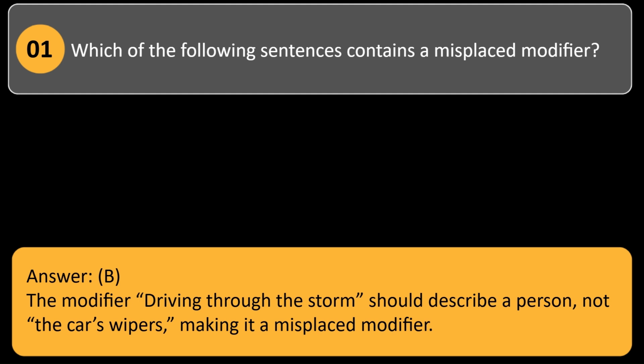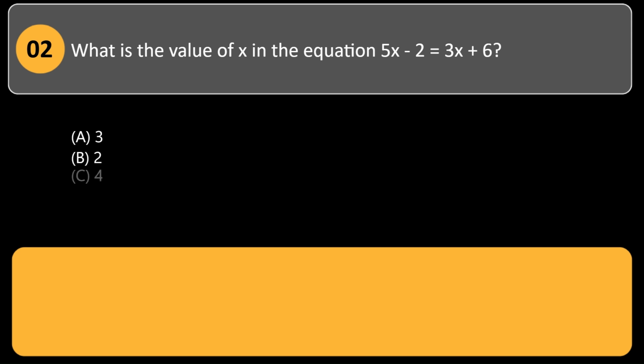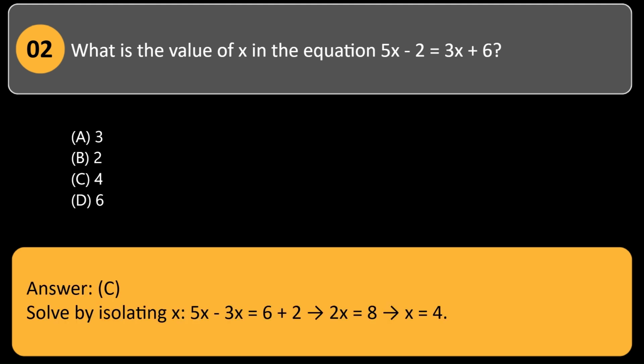What is the value of x in the equation 5x - 2 equals 3x + 6? A. 3. B. 2. C. 4. D. 6. Answer, C. Solve by isolating x. 5x - 3x equals 6 + 2, 2x equals 8, x equals 4.